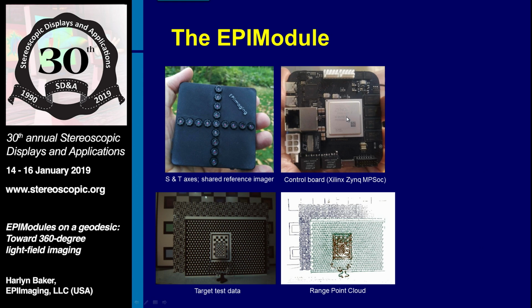That's a Xilinx Zynq multi-processor system on chip. It's got a quad core. I'll talk about that in a minute. It's got a whole bunch of stuff in it. Here's a test pattern. There's what comes out of this thing for range cloud data.